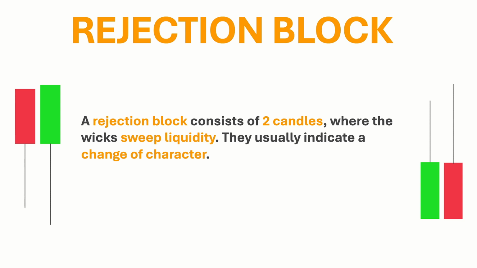Now on to the third and final concept you will ever need: rejection blocks. Now, rejection blocks use the same logic as the order block, however, they are just portrayed differently because of the time frame. So, what actually is a rejection block?